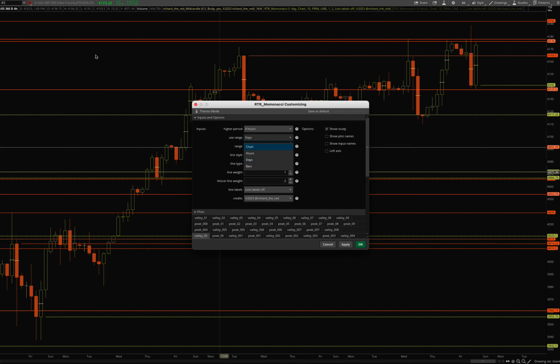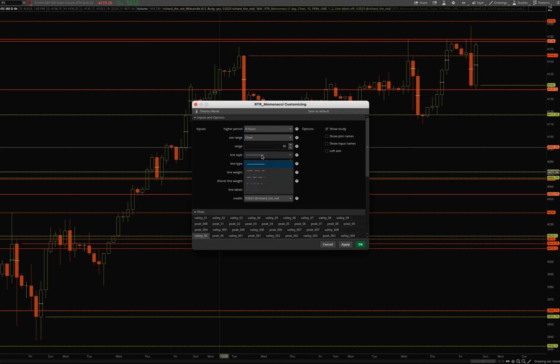Chart is just going to give you the full chart range. Hours is however many. This would be 30 hours. Then there's days, and then there's bars if you want to be explicit about the number of bars that it's using. But generally, you want to default this to chart, and then adjust the chart range to pull those in, unless there are specific ranges you want to look for.